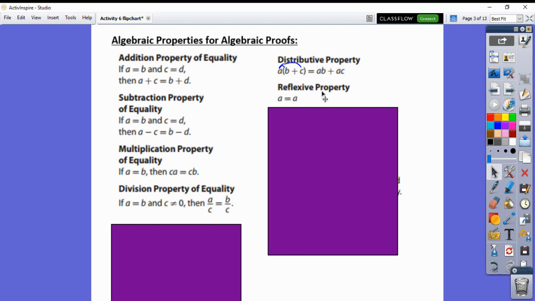This one won't be used very much with numbers, but whenever we have a line segment that's part of 2 triangles, the same line segment in both triangles, then we might use the reflexive property to say this line segment is the same in this triangle as it is in this triangle.